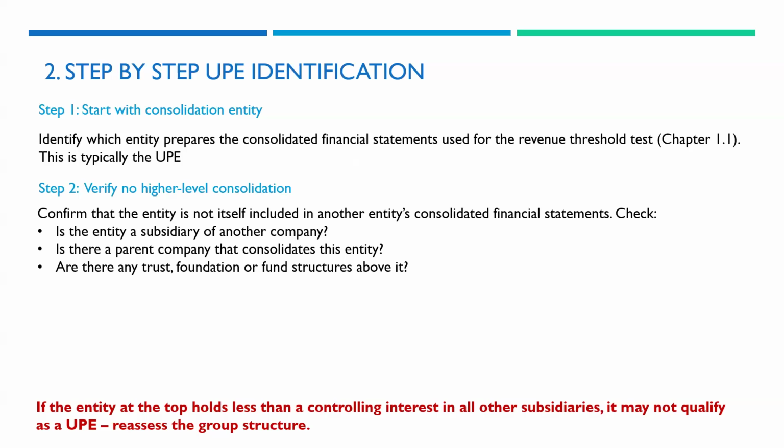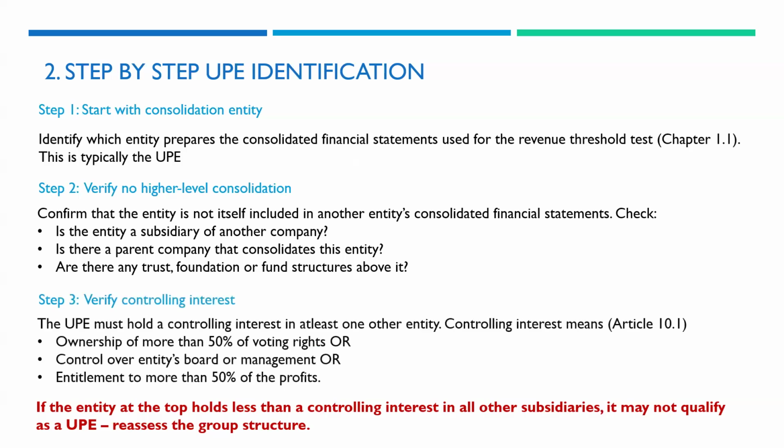Clear? Now, once you do step 2, step 3 is, the definition has two parts. First part of the definition is, it owns a controlling interest in another entity, and it is not owned by another. Now you ensured that it is not owned by another entity in step 2. In step 3, you have to verify whether it has a controlling interest in another entity. Now, what is a controlling interest? Controlling interest is also given a proper definition in Article 10.1.